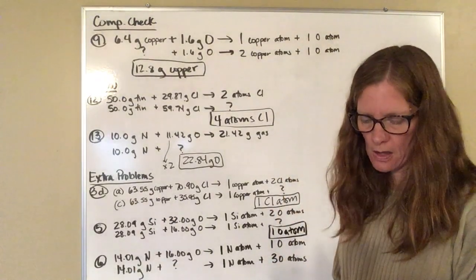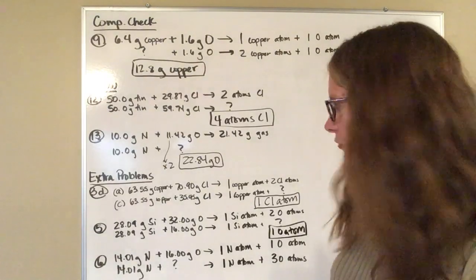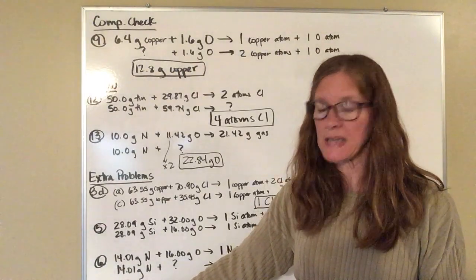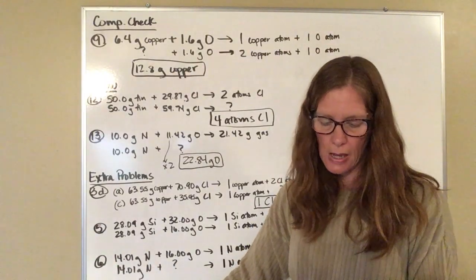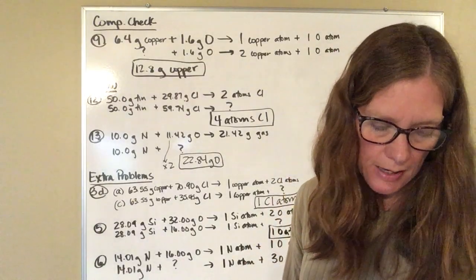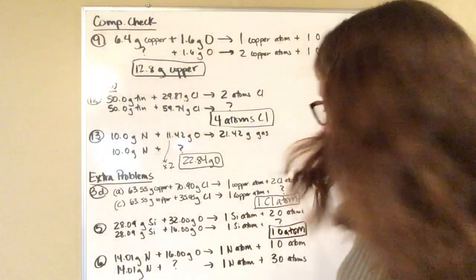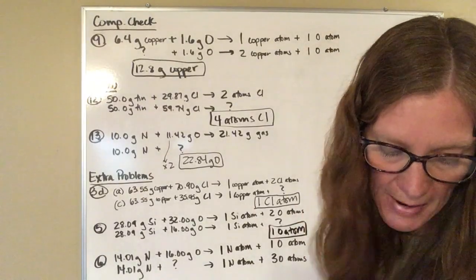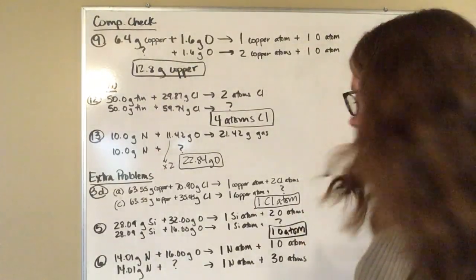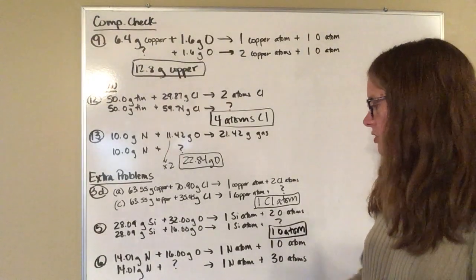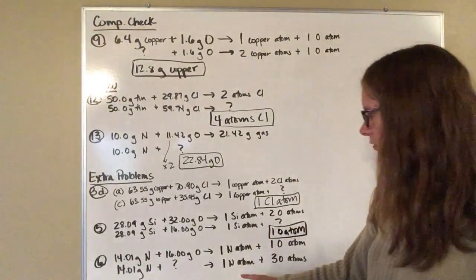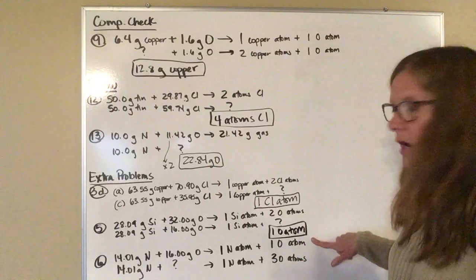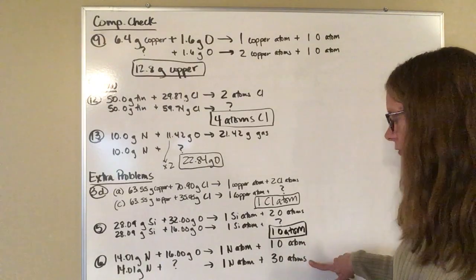Suppose she starts with 14.01 grams of nitrogen. Again, that fixed amount is important. But this time she wants to make a gas composed of 1 atom of nitrogen and 3 atoms of oxygen. What mass of oxygen should she use so that there are no leftovers? So nitrogen is the same in both of them. I had 1 oxygen atom here. I've got 3 down here.